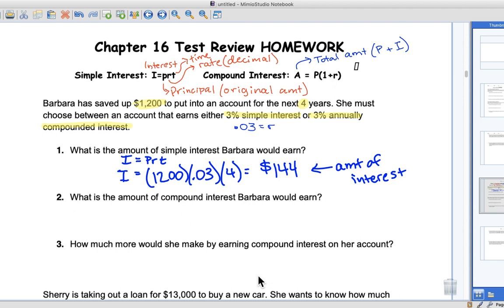Number two, what is the amount of compound interest Barbara would earn? Audrey, what formula should I be writing down on my piece of paper for number two? Very good. All right, Annabelle, what is my principal? Yep, same. And 1 plus 0.03 because it's the same rate and then same time. I got 1,350 and 60. That is correct.